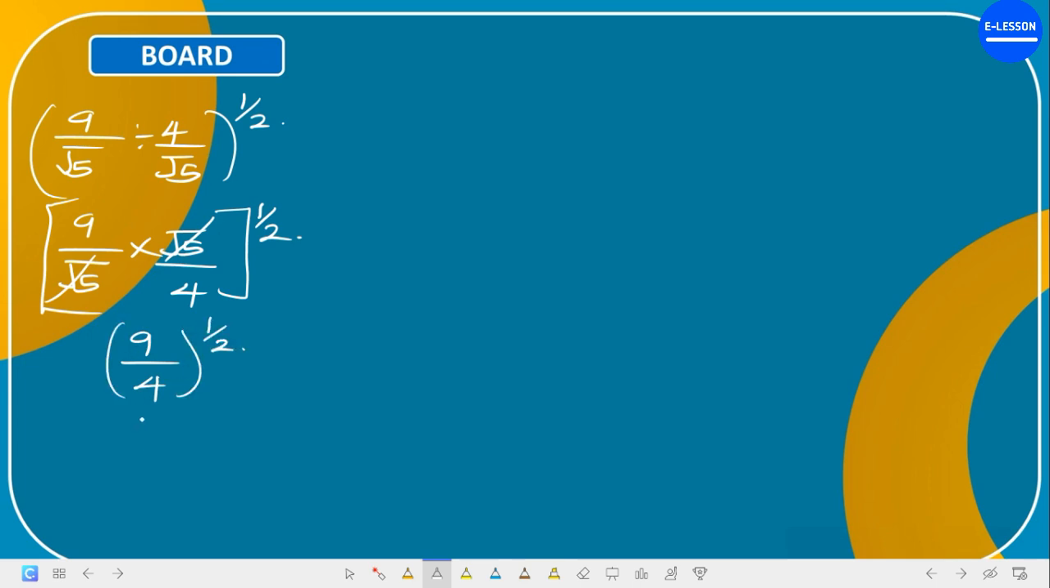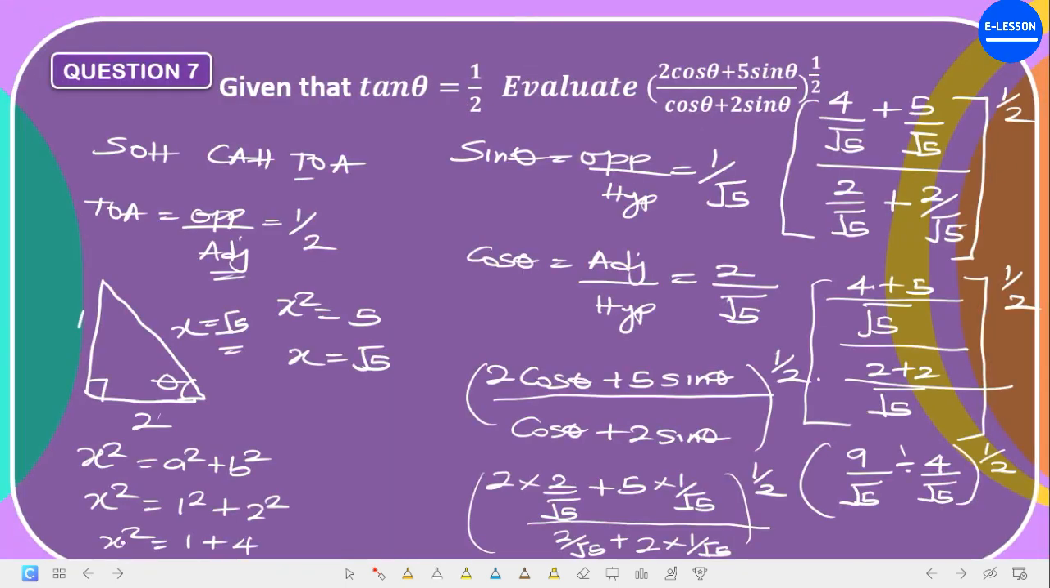Now, raised to the power of half means what? The square root of 9 all over the square root of 4. Half means square root. Square root of 9 is what? 3. And square root of 4 is what? 2. So your final answer is 3 all over 2. Your final answer is what? 3 all over 2. And that is the solution to that question.